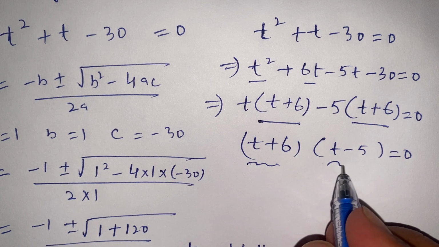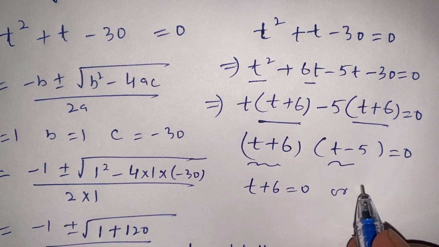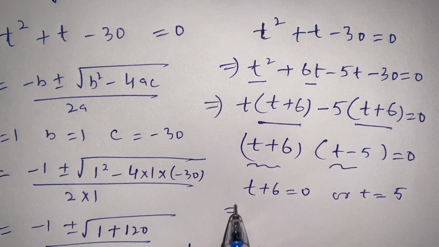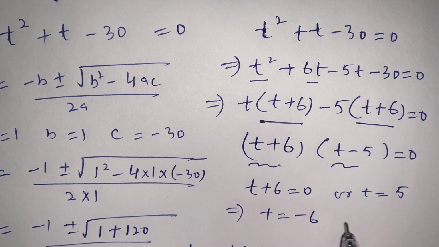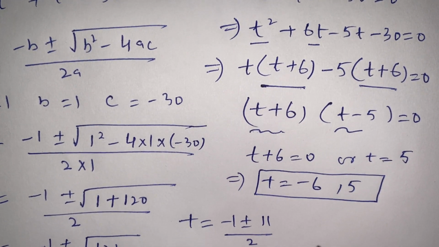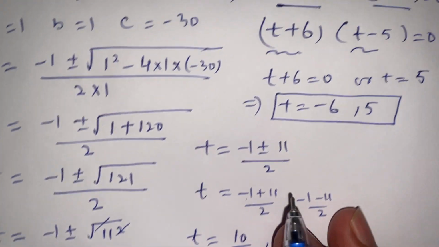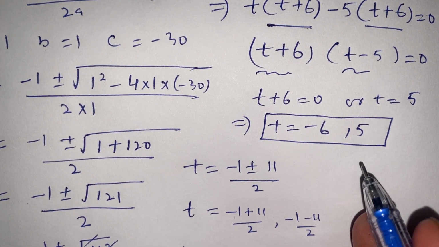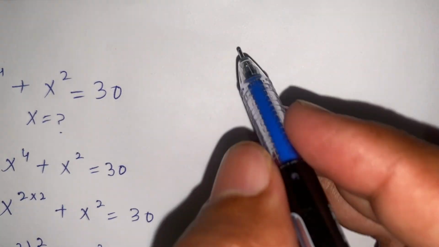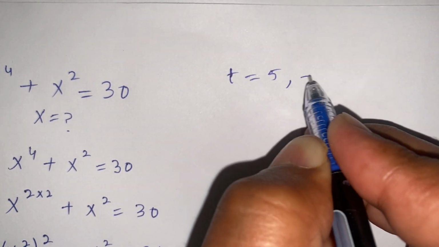Now on equating both terms to 0, we get t plus 6 is equal to 0, or t is equal to 5, which implies t is equal to minus 6 or 5. Thus by this method and the quadratic formula method, we get t equal to 5 and minus 6. Same from here, t is equal to 5 and minus 6. Now further we have to find the value of x, but t is equal to 5 and minus of 6.